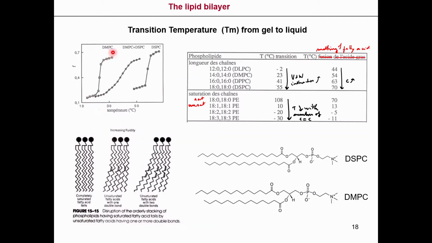So the DMPC is made with saturated fatty acid with 14 carbon, and DSPC is also saturated fatty acid, but this time with 18 carbon in the tail. Okay, so we see that the transition temperature increases when the bilayer is formed by DSPC compared to the bilayer composed by DMPC.